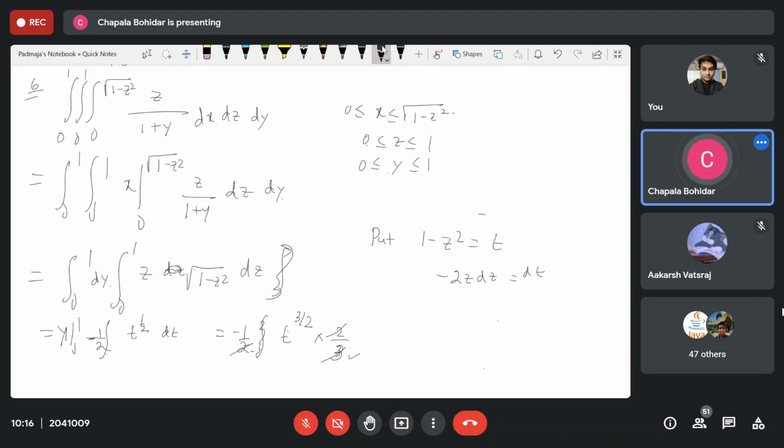Now I can write it as minus t to the power 3 by 2, which is 1 minus z square to the power 3 by 2. The limiting value is 1 by 3, and the limits are 0 to 1. So when I put 1, it will become 0. When I put 0, it will become 1. So what is my answer? 1 by 3.